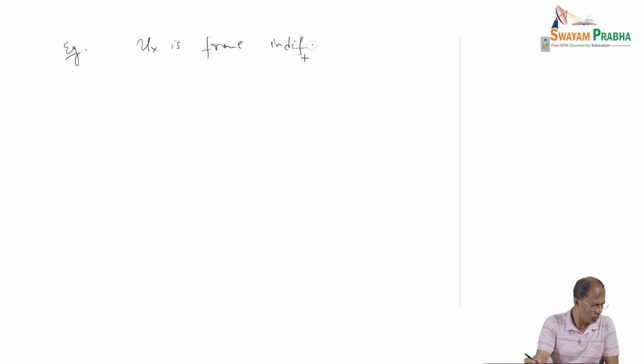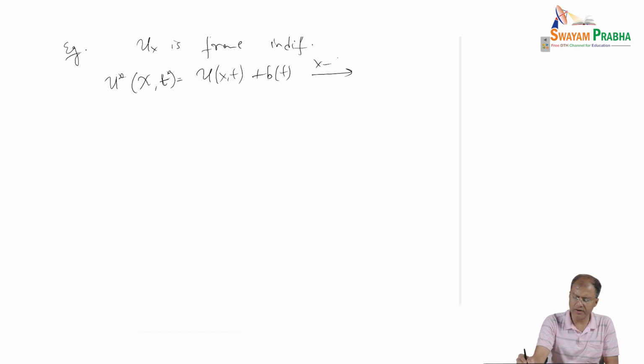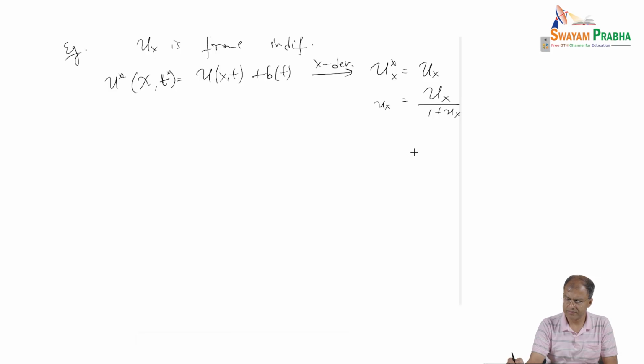How so? Because my u star at x comma t star is going to be u at x comma t plus b of t, and if we take the x derivative, then u star at x is equal to u at x. We see that in this case my u star x is u of x, right? So in both the coordinates u of x is identical.